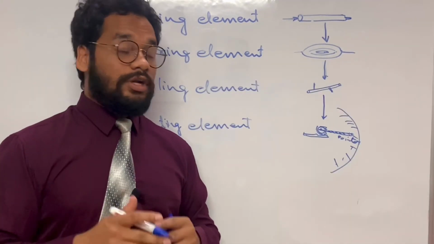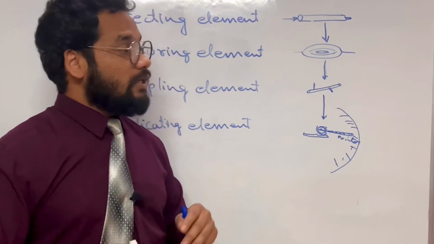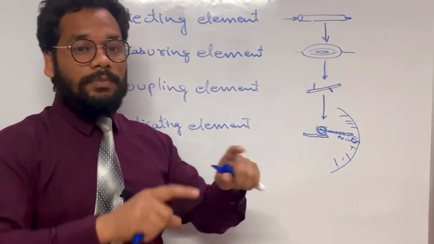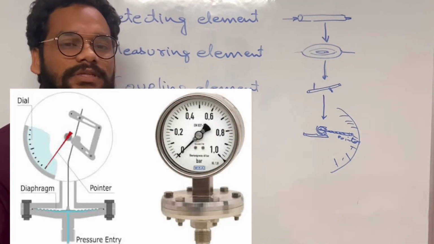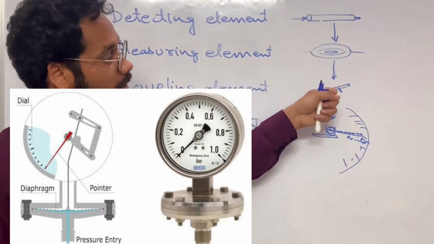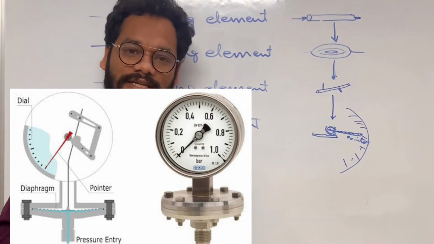So I hope you are clear with the four elements of a mechanical instrument. Now we should know that in some mechanical instruments, all these four elements will be within a single casing, like a direct reading pressure gauge. What happens in a direct reading pressure gauge? The detecting element, measuring element, coupling element, and indicating element are all within a single casing.